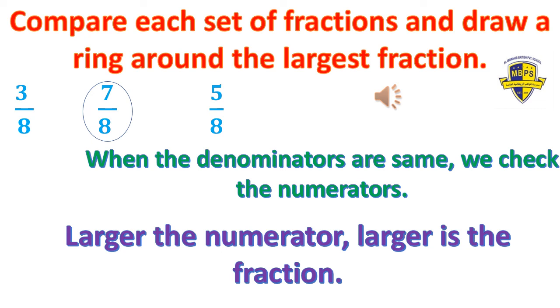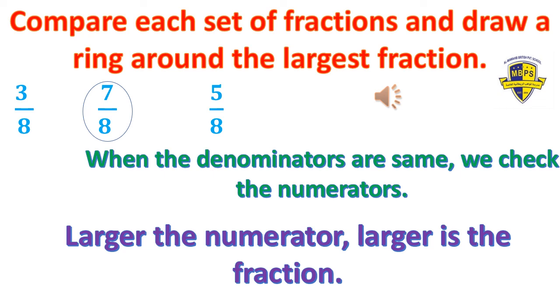Students, let's look at the next example. Here we also have to compare each set of fractions and draw a ring around the largest fraction. Now we have three fractions here, 3/8, 7/8 and 5/8. We saw that when we have to compare the fractions, the first step is to check the denominator. If you see the three fractions, the denominator is 8, which is the same. Now, when the denominators are the same, we check the numerators.